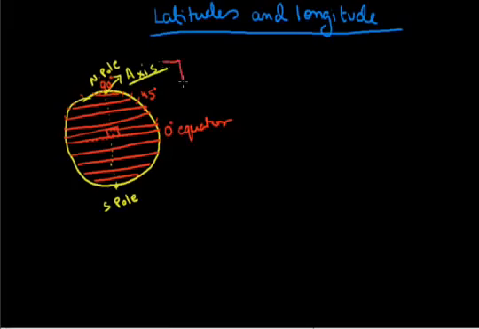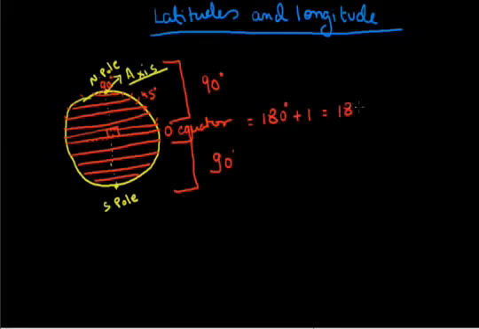The total degree lines in the northern hemisphere are 90 and the total degree lines in the southern hemisphere are 90. So the total latitudes are 180 plus 1. The 1 is the equator, 0 degrees. So the total latitudes are 181. This is how we make latitudes.